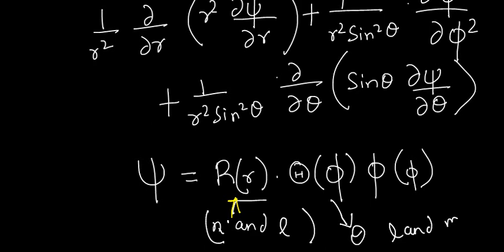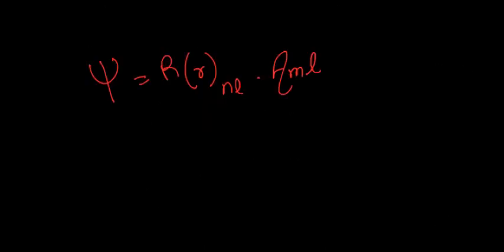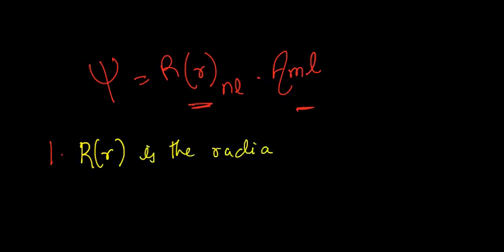This equation may be written as R n l into A l m. This splits the wave function into two parts, which can be solved separately. The first one, let me change the color so that you can see this easily. R is the radial function, which depends upon the quantum numbers n and l.